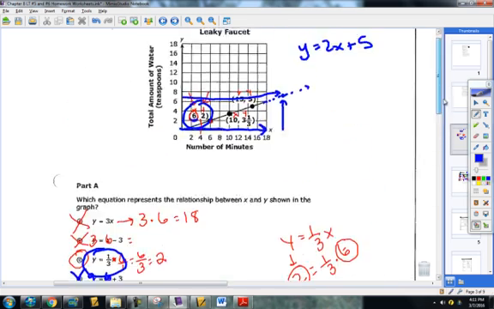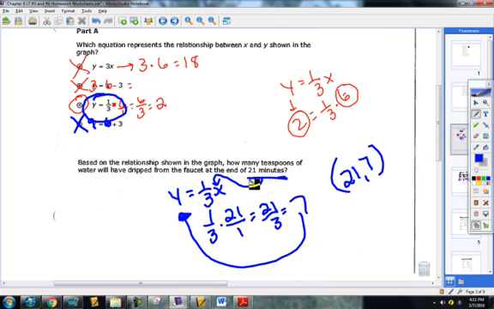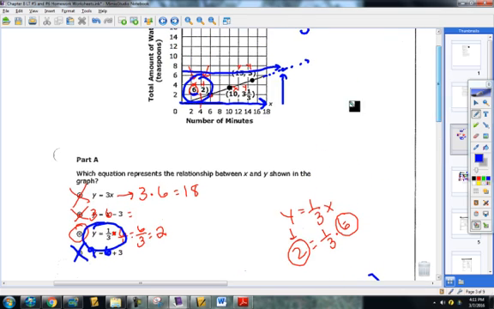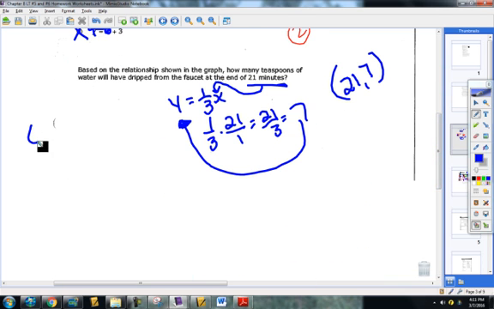Or the other way you could always do one like this is you could use the upper portion, using this as the ratio right there. So you know that for every 6 minutes that water is dripping, there are going to be 2 teaspoons.